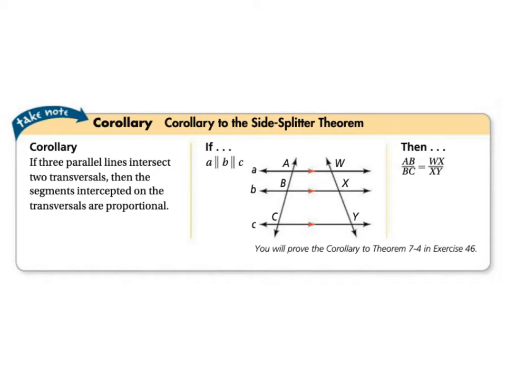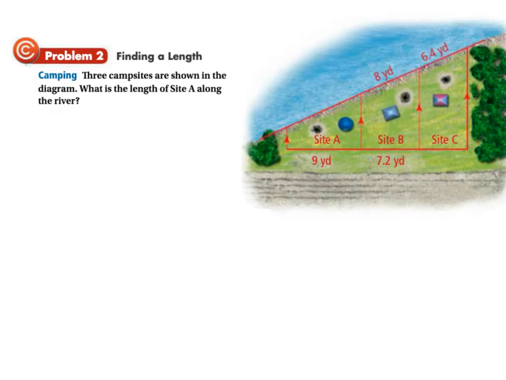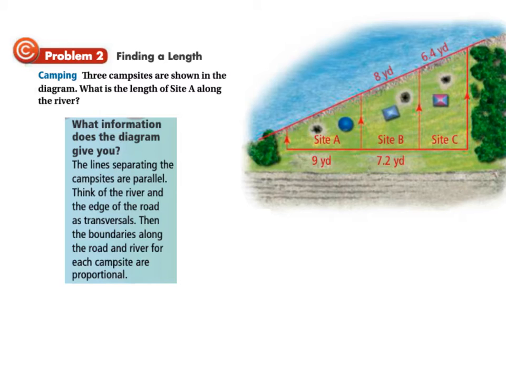Okay, let's check out what that has implications for in a problem. So you might have some real life situation such as this campsite. There are 3 campsites here in the diagram sitting on the edge of the river. What is the length of site A along this river? Well, here we have our parallel lines, and we have these transversal lines being along the road here and along the edge of the river. Okay, that's what this says.